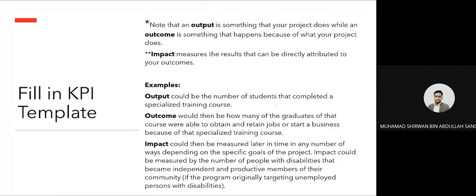Output could be a number of students that completed a specialized training course. Outcome would then be how many graduates of that course. And then the impact. So in this case, they provide an example. If the research is related to disabilities, are people with disabilities going to become independent in the near future after taking up the idea from your project? So this is the explanation that has been given in this KPI template.